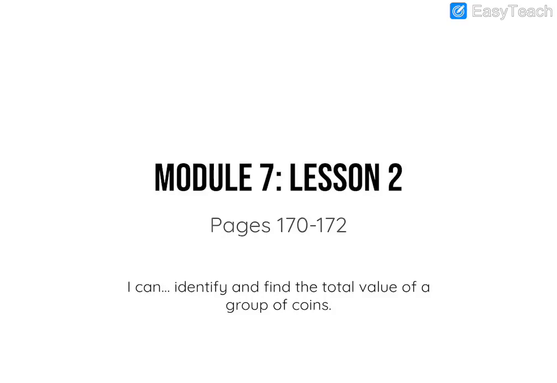Welcome to Module 7, Lesson 2. You're going to go to page 170. Our I can statement is, I can identify and find the total value of a group of coins.